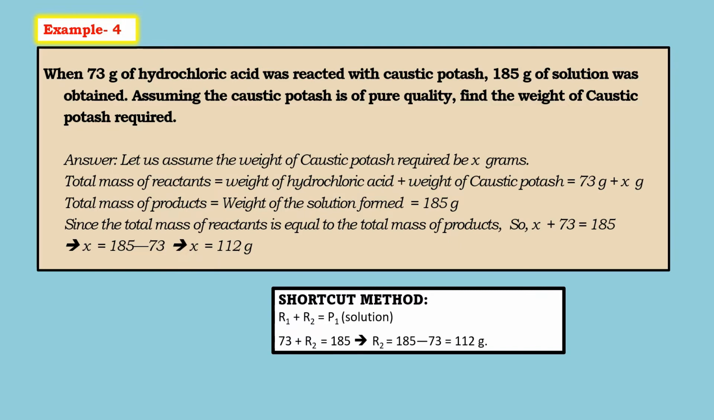Shortcut method. Here R1 plus R2 is equal to P1, that is equal to solution. Solving for R2, 73 plus R2 is equal to 185, or R2 is equal to 112 gram.